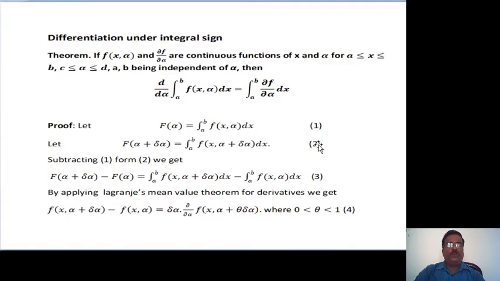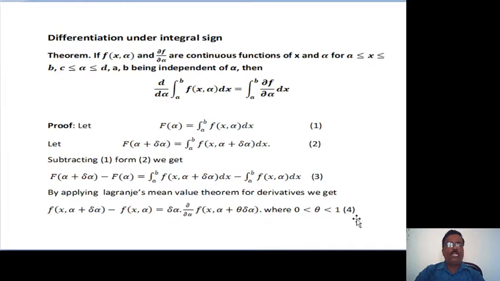Now subtracting 1 from 2, we get F of alpha plus delta alpha minus F of alpha equal to integration from a to b f of x comma alpha plus delta alpha dx minus integration from a to b f of x comma alpha dx. So this is equation 3. We now apply Lagrange's mean value theorem for derivatives. We get f of x comma alpha plus delta alpha minus f of x comma alpha is equal to delta alpha into dou by dou alpha of f of x comma alpha plus theta delta alpha, where 0 is less than theta which is less than 1. Now call this equation 4.